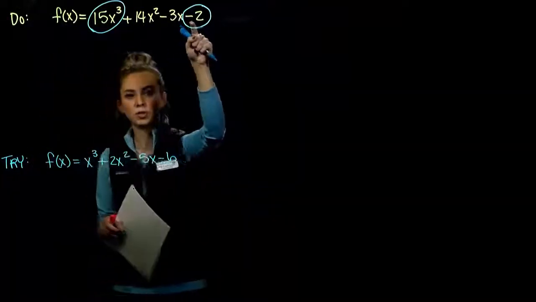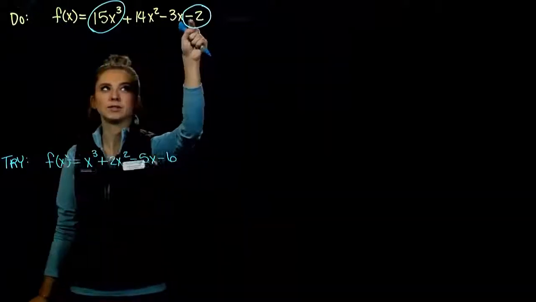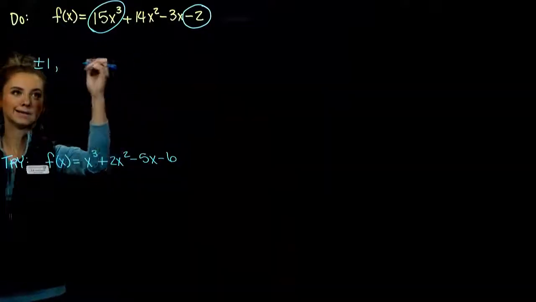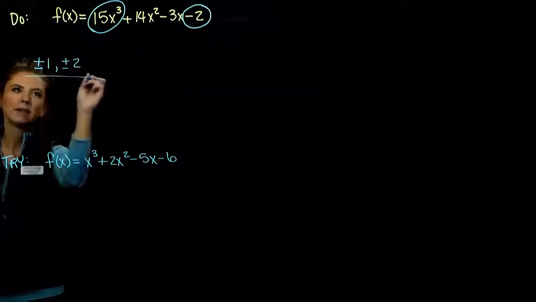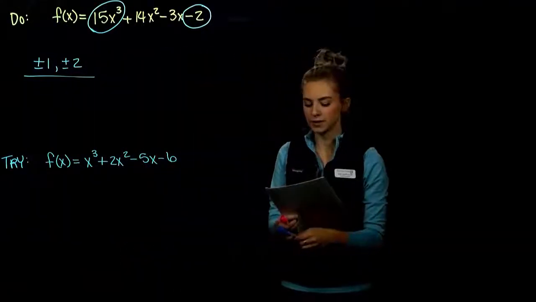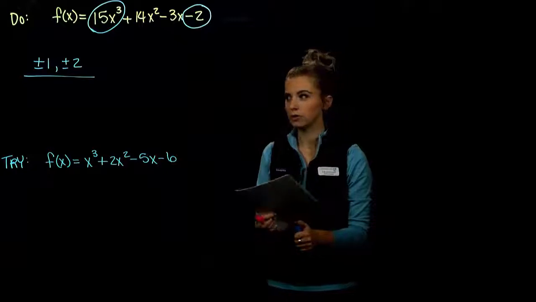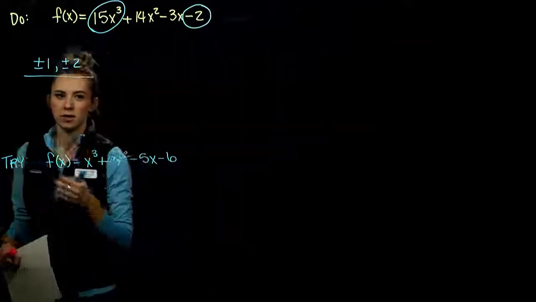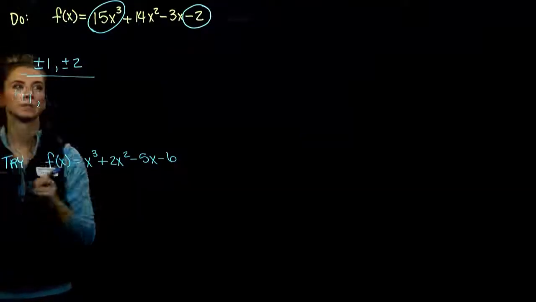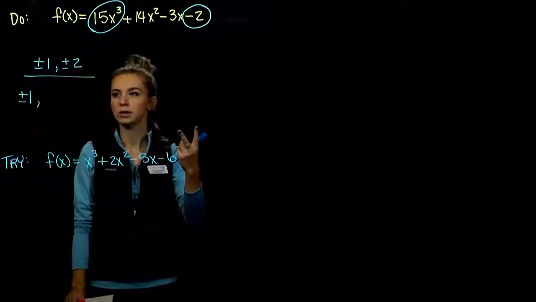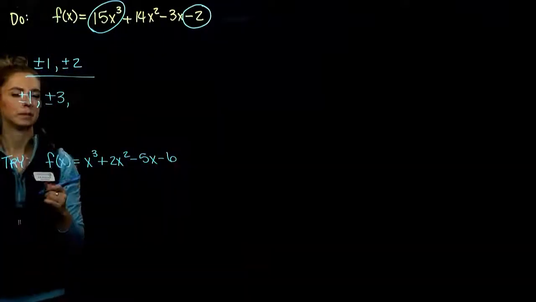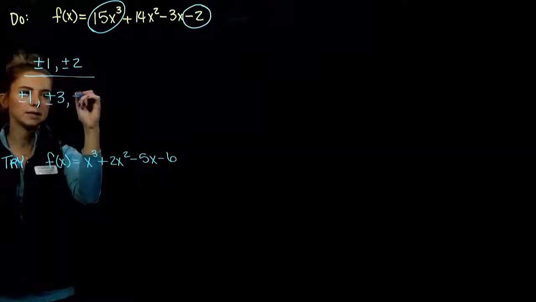So from 2, what are my different options for its factors? We've got plus and minus 1 always, and itself plus and minus 2. Not that many options, but that's okay. And then from 15, we have a lot more. What are the different factors of 15? And we'll kind of go in order. 1 is always an option. Is 15 divisible by 2? No. Next one, 3. So we've got positive and negative 3. It's not divisible by 4. It is by 5.